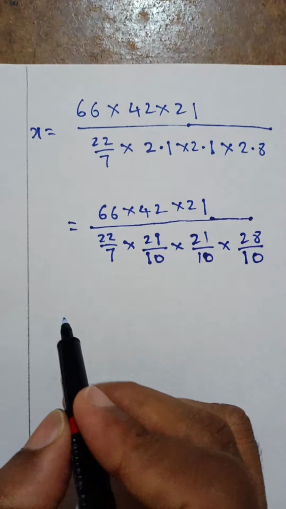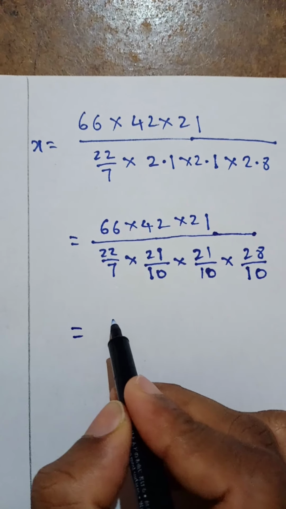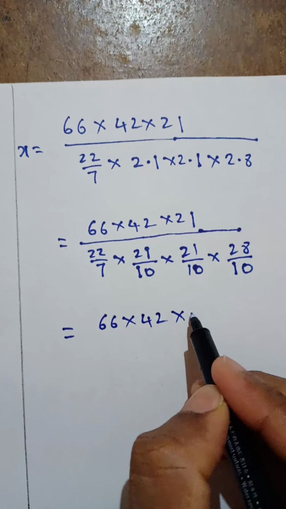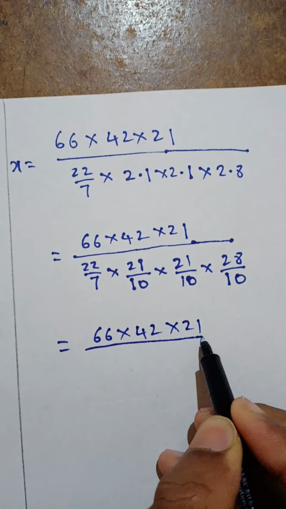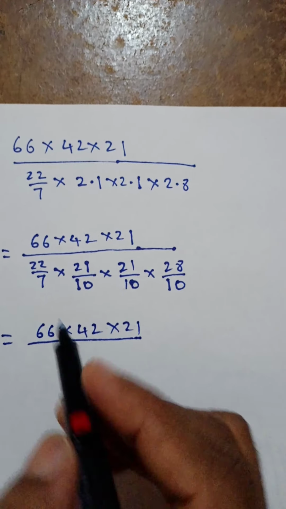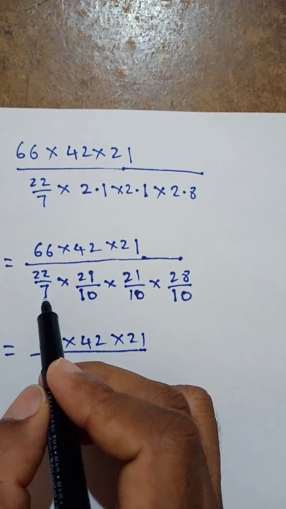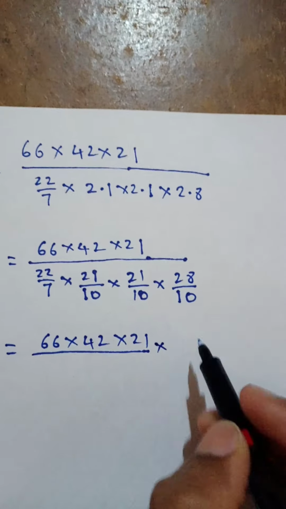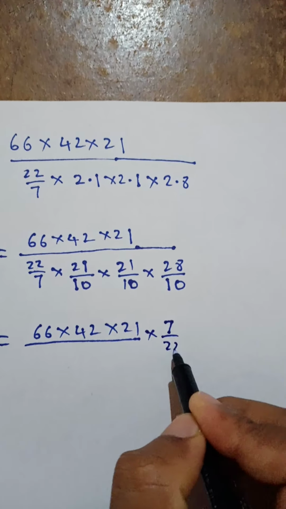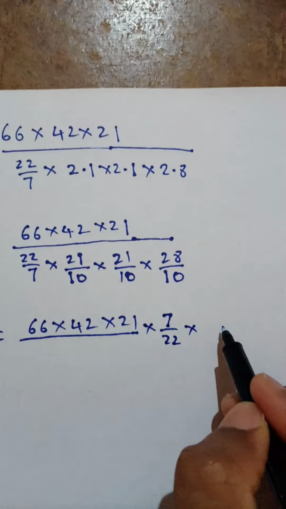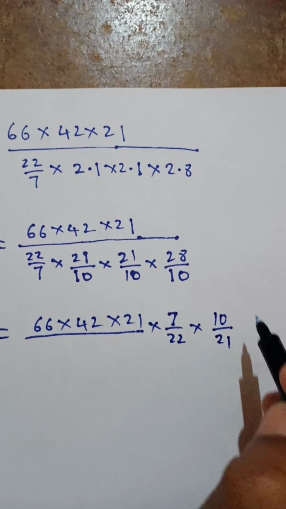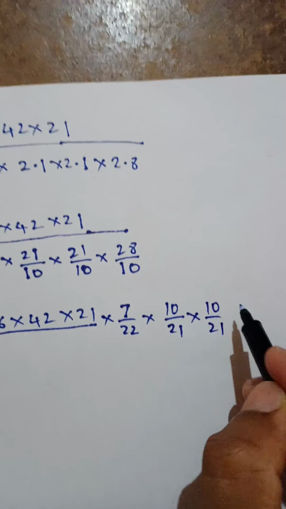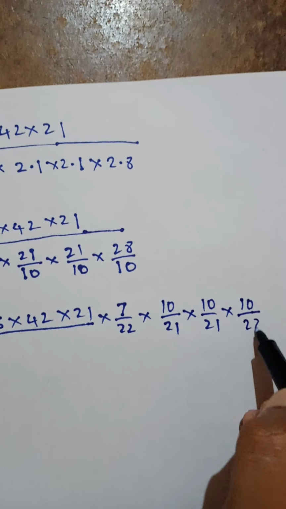Then this one as it is you write, the numerator 66 into 42 into 21, divided by, all these reciprocals we get, means 22 by 7 becomes 7 by 22. You write it here into 7 by 22. Again here 21 by 10 becomes 10 by 21 into, this one also 10 by 21 into 10 by 28.